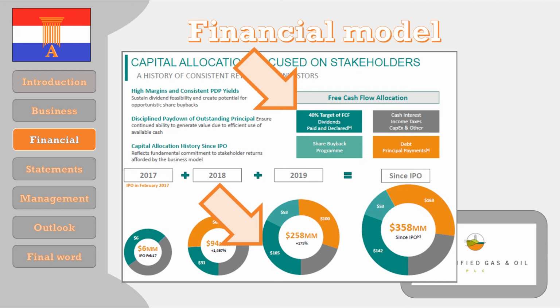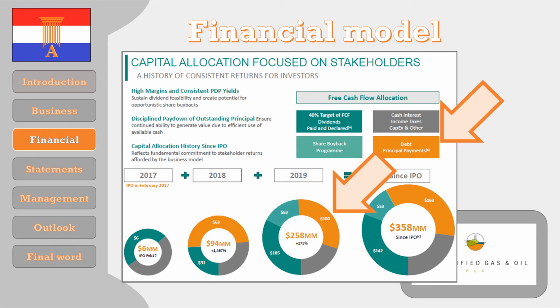And here you can see at the bottom that they paid $105 million in dividends from their free cash flow in 2019, and that is about 40% of the total amount of free cash flow that they had in 2019, which is a great number. It's a very safe payout ratio, which is also something you want to be looking at.